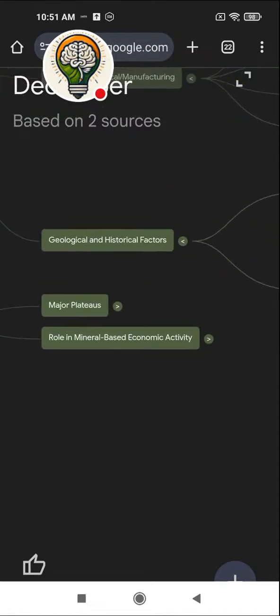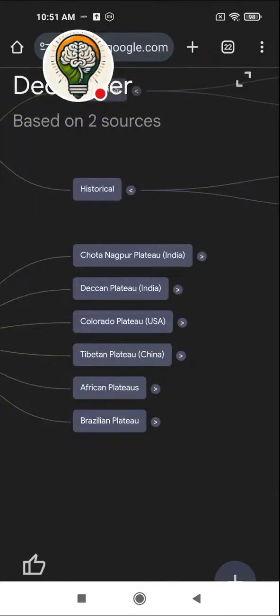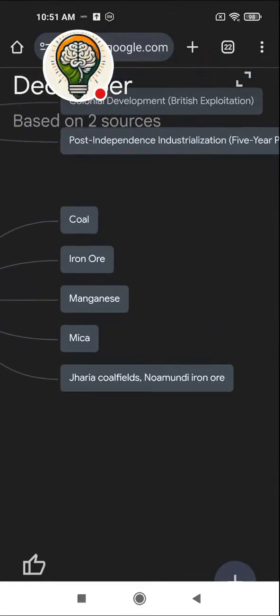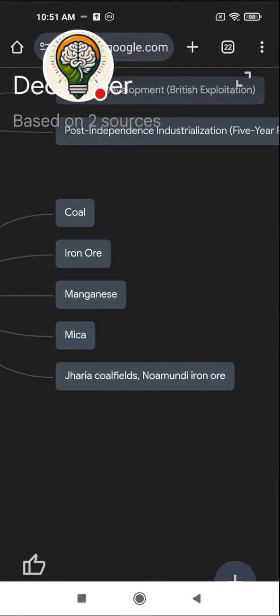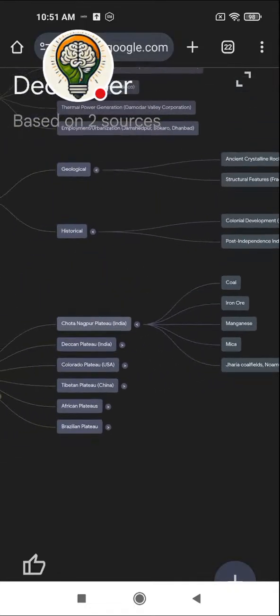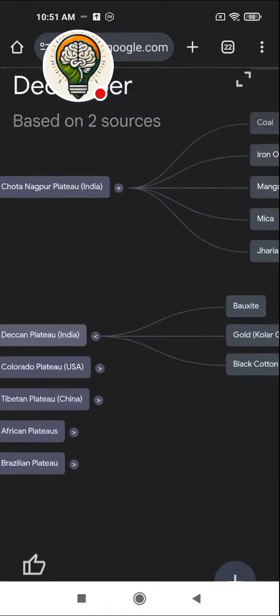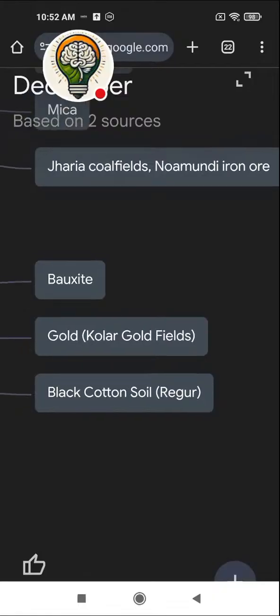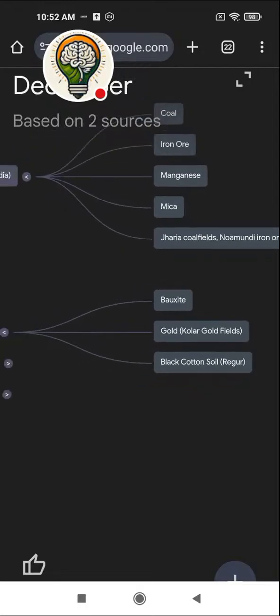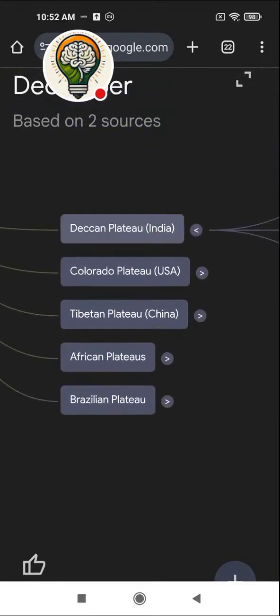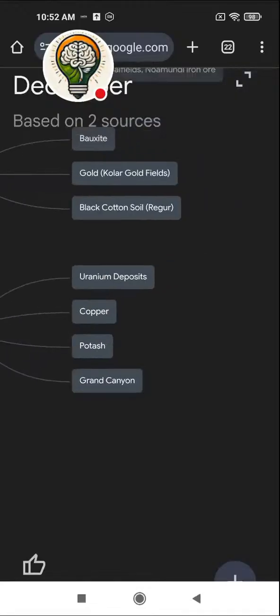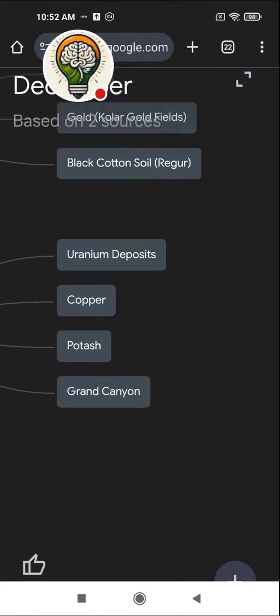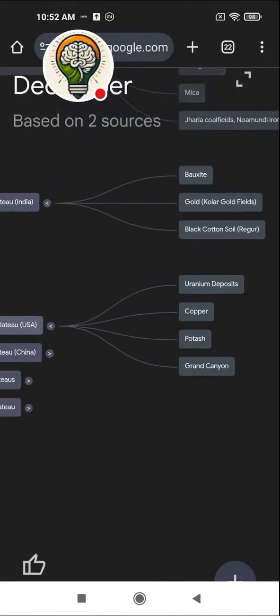So the major plateau, the Chota Nagpur plateau. So coal, iron, manganese, mica, Jharia coal field and Noamundi iron field. Then the Deccan plateau. So bauxite, gold in Kolar goldfield and black cotton soil, regur soil, in the Deccan Plateau. Then Colorado Plateau, USA, has uranium deposit, copper, potash, and has the Grand Canyon.